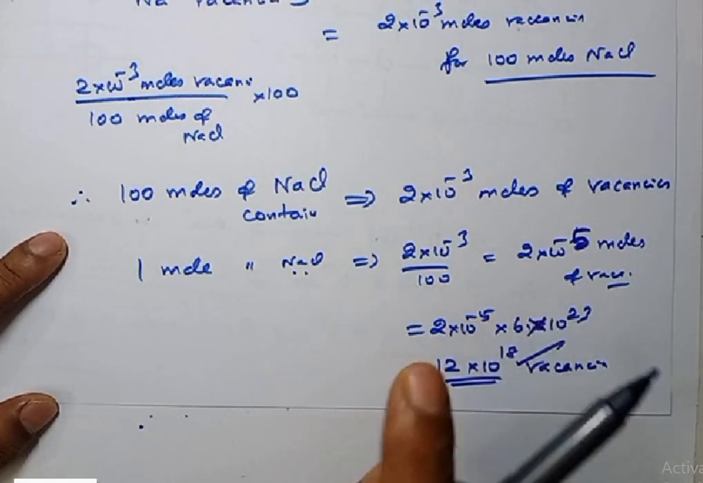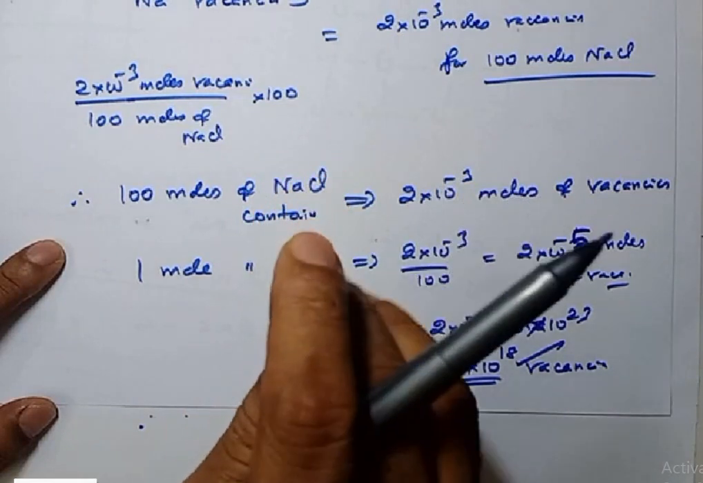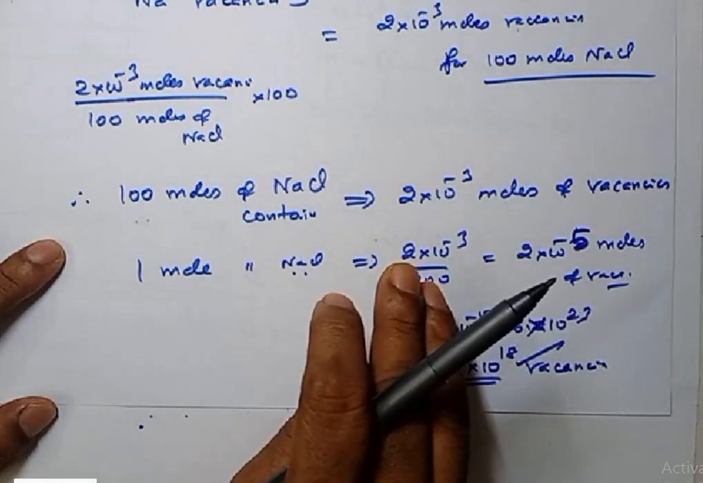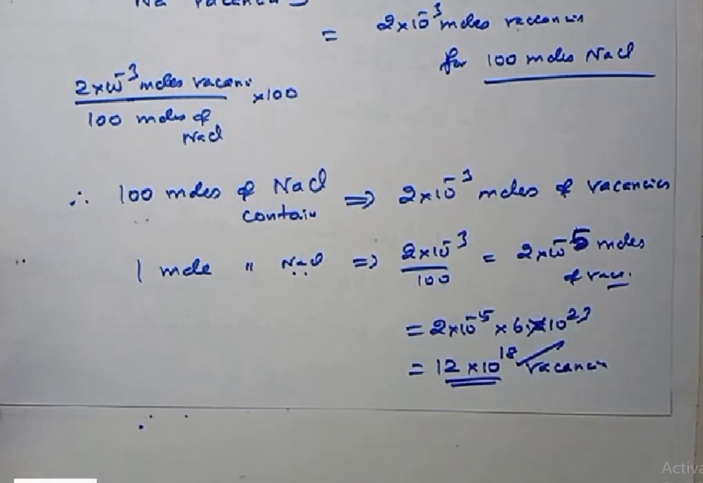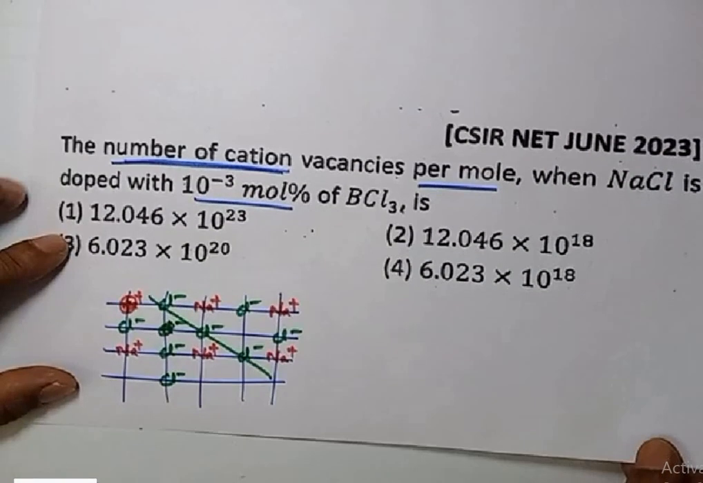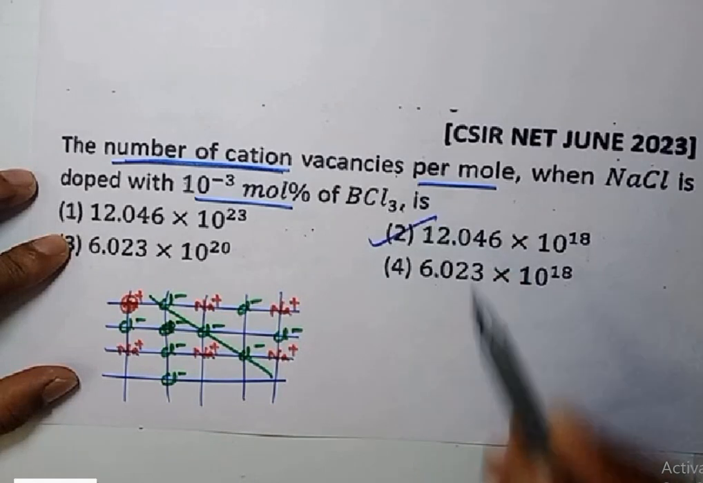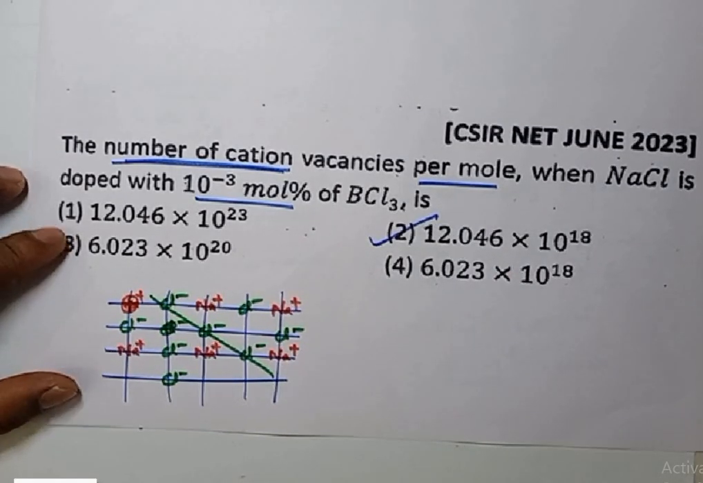If we introduce 2 into 10 power minus 3 mole percentage of boron trichloride in sodium chloride crystal. Therefore, the correct option for this question is option 2. Okay, take 2.